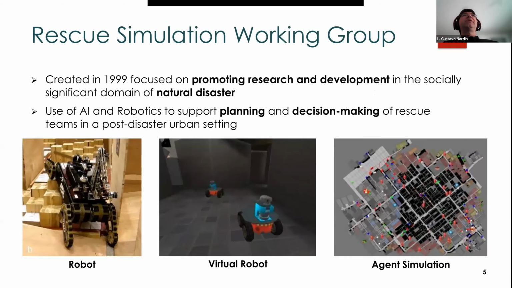Okay, so the RoboCup Rescue Simulation Working Group was created after the beginning of RoboCup. It was created in '99, and the idea is to promote research and development in the domain of natural disasters. The idea came after the huge earthquake that happened in Kobe in Japan, and the idea is to develop AI and robotics tools to support the planning and decision making of rescue teams in a post-disaster urban setting.